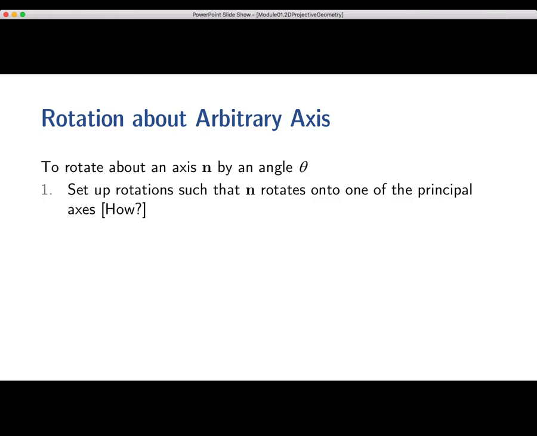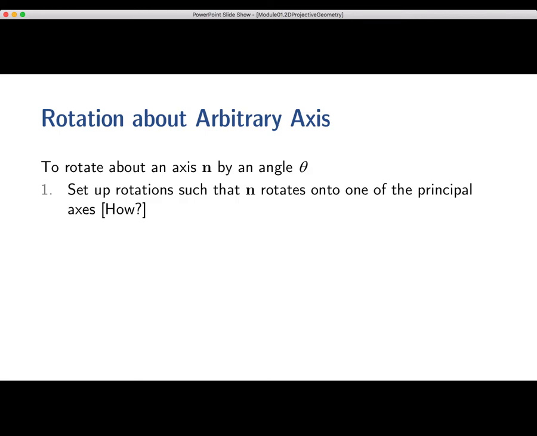You are very right, it's a good point. It might require a translation. If the axis was passing through the origin, then by a pure rotation I can rotate onto the principal axis. But if the axis is not passing through the origin, I would have to translate that axis to pass through the origin, then rotate it, because I know only how to rotate about the origin, and then I do it.